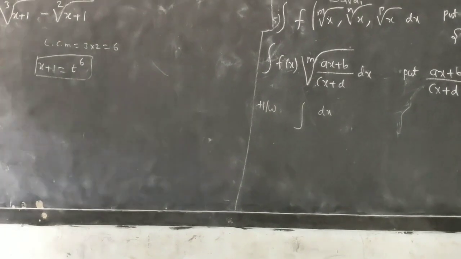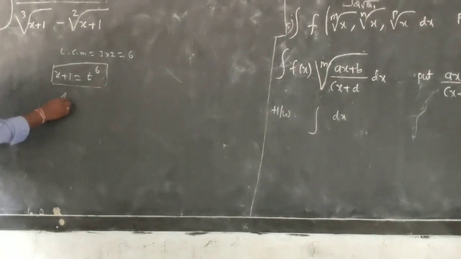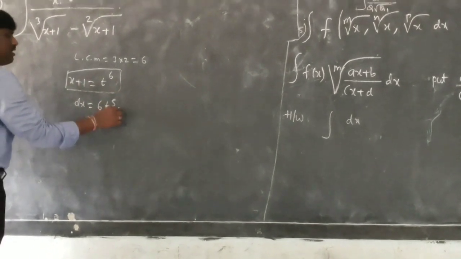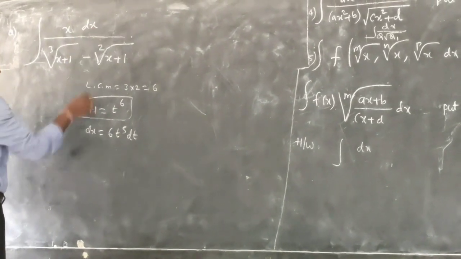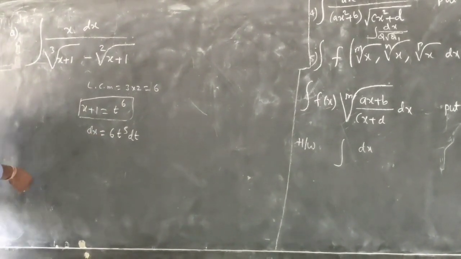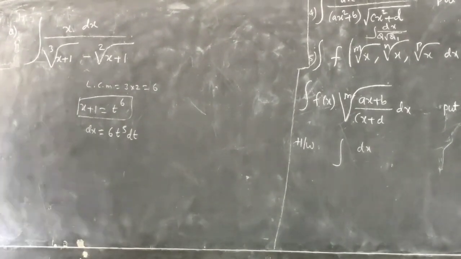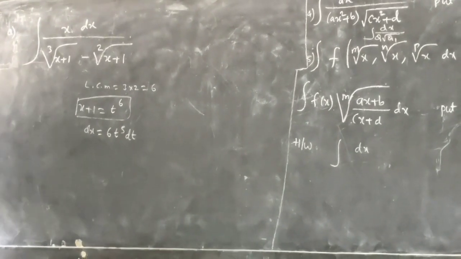Now do the differentiation of this one. Differentiation gives dx is equal to 6 t power 5 dt. So we can replace dx. See, the dx is 6 t power 5 dt. Okay, let us see here what we do now. Let's see here, the question has changed. How will it be changed?